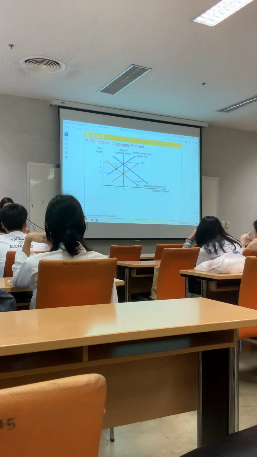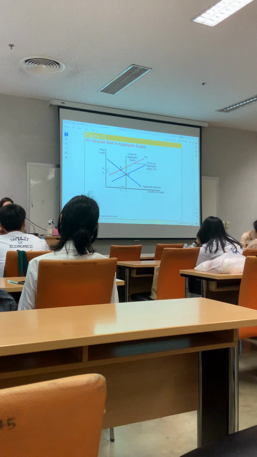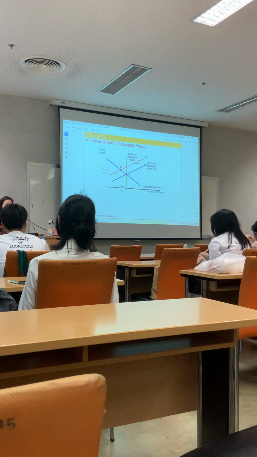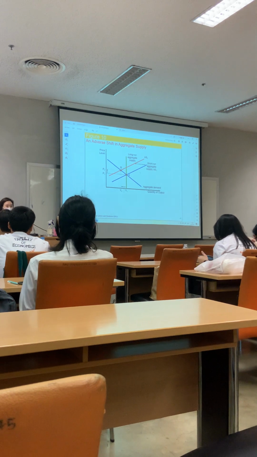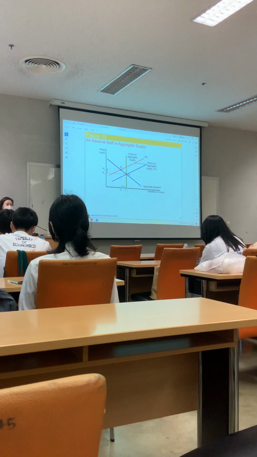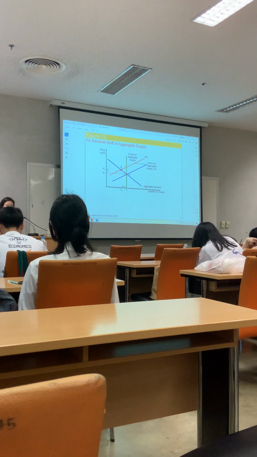So when I don't want to produce, will SRAS shift leftward or rightward? Left, yes. So it will definitely be the same as what happened in the slide. The AS curve will shift leftward first in the short term. Then in the long term, what happened? The AS curve will continue to shift leftward until the price reaches its peak, and after that it goes down. And when it goes down, it goes back to the full employment equilibrium as usual.